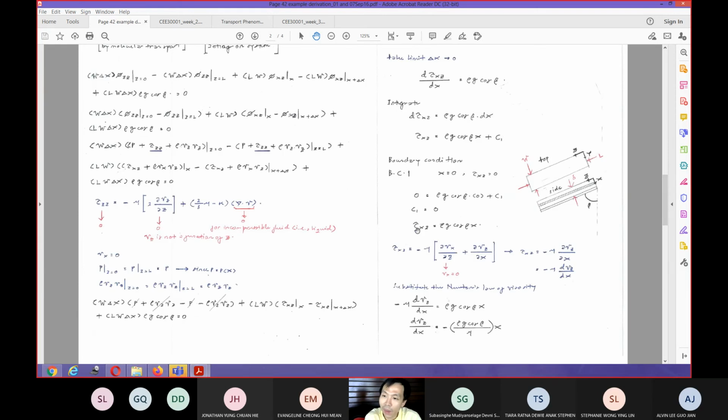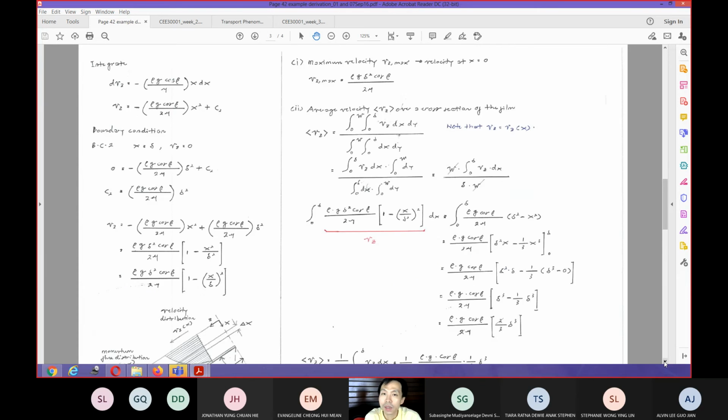Once we get this tau xz, then we can plug in Newton's law of viscosity, right? As we infer from the top, this tau xz is equal to minus mu dvz over dx. So you substitute this one, and you get these equations in here, right? Once you get this equation, then you can integrate it. You integrate, then you have another constant called C2.